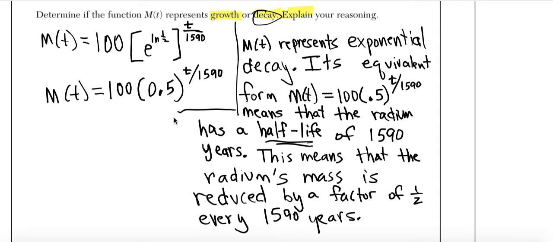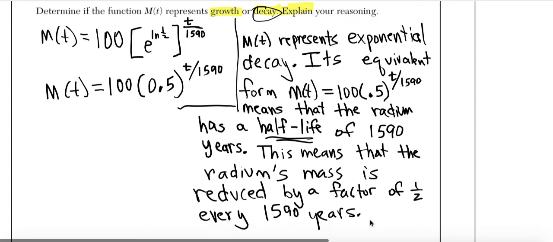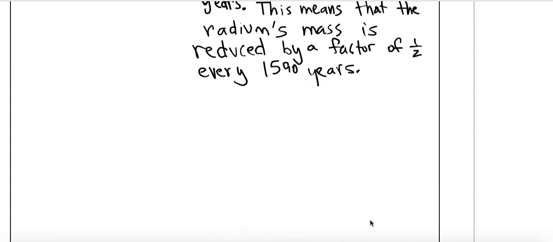So determine if it represents growth or decay. M of t represents exponential decay because its equivalent form, written right there, means that the radium has a half-life of 1,590 years. In other words, the radium's mass is reduced by a factor of 1/2 every 1,590 years. All right? So that was one way. You could look at other videos. If you want me to go over it a different way, I'll be more than happy to, but I felt like this was cool.